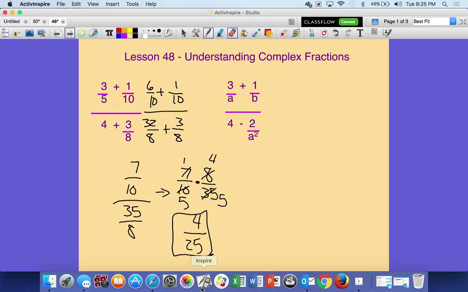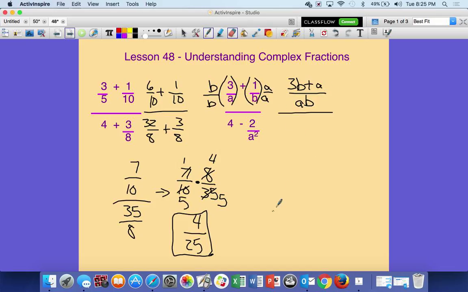And that's simplified. Now, if it has variables in it, you do the exact same thing. Two fractions on top, we have a common denominator of ab. We need to multiply this one by b over b, so 3 times b is 3b. The other one, we have to multiply by a over a to get that common denominator of ab, so this becomes 1 times a, or just a.